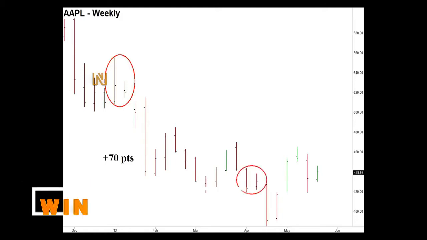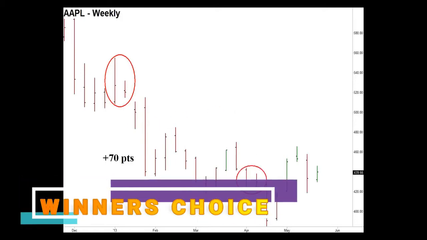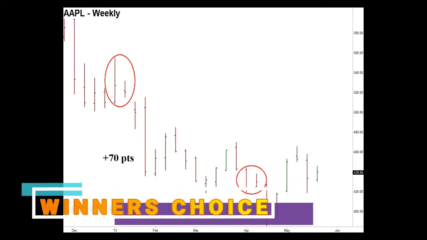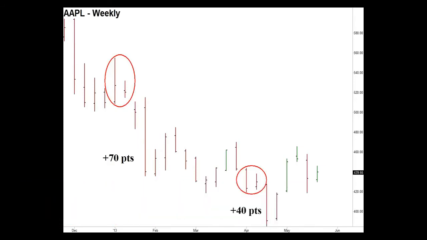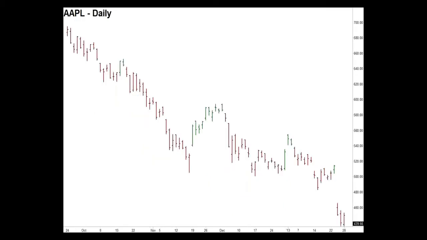And then later on we see here, guess what? What do we have? We have the inside day. Both bars are red, and then we had a quick 40-point move to the downside. Okay, so if you're looking, as an investor does, at weekly charts or even monthly charts, in this past 4 or 5 months, you had 2 setups where you could have made over 100 points, okay, just using this simple tool. Let's go to daily bars.